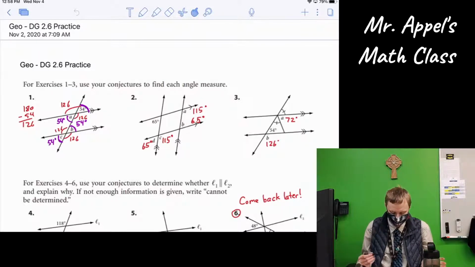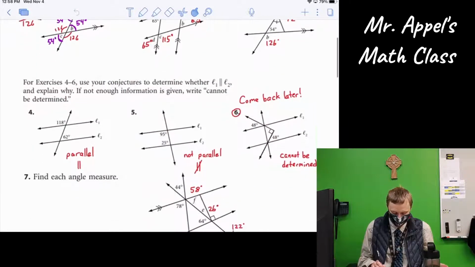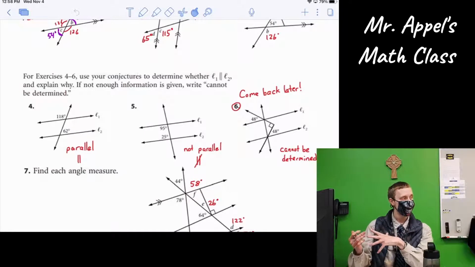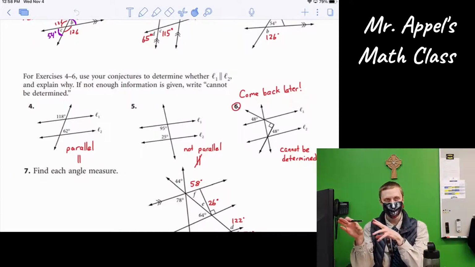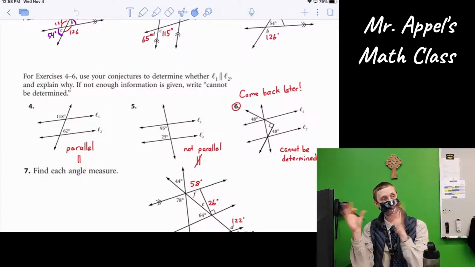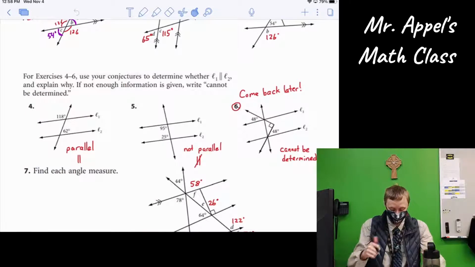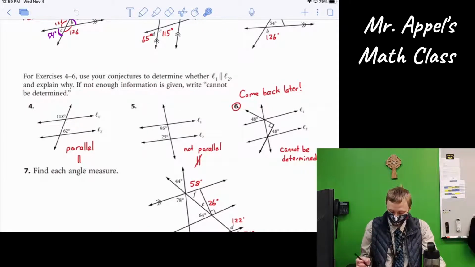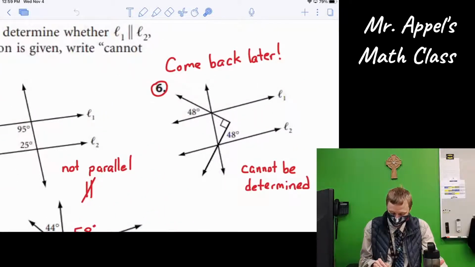Okay, 1, 2, and 3, fairly straightforward. 4, 5, 6, you're working backwards here. Remember, if parallel lines, then these things are congruent, or if these things are congruent, then the parallel lines, right? So it goes in both directions. So you can use that to justify 4 is parallel, 5 is not. 6, though, the only angles they give us is relative to this extra set of lines they threw in there.